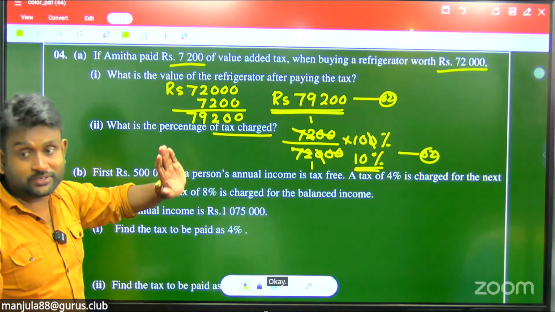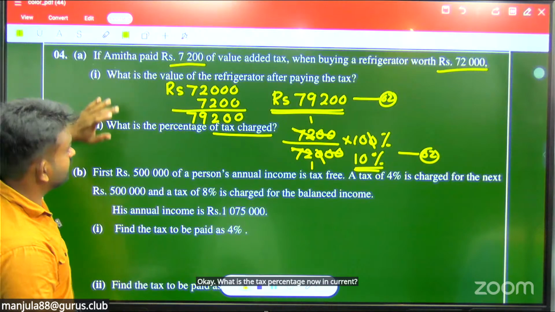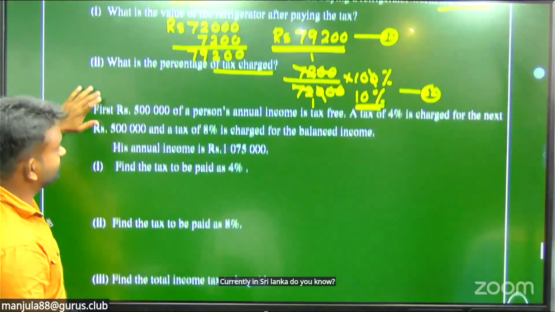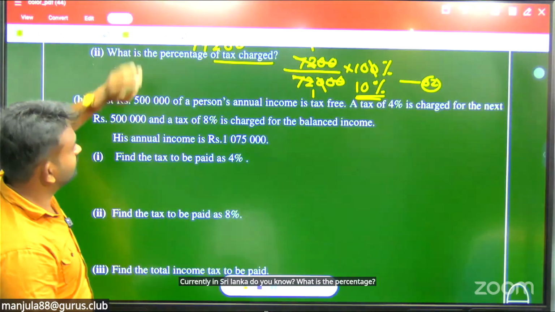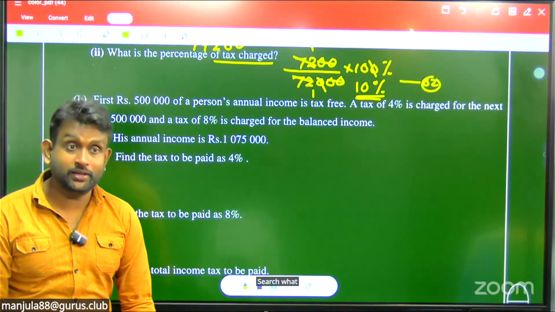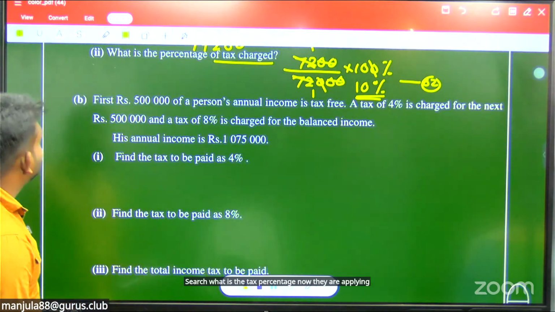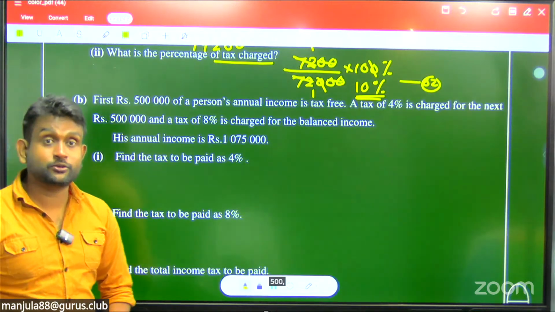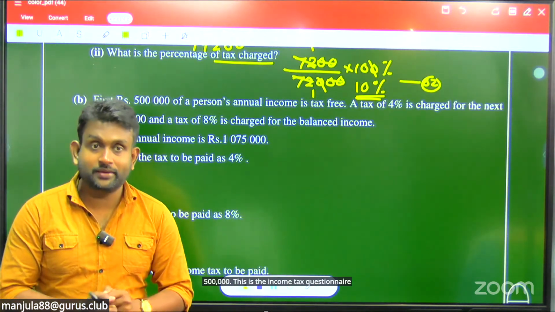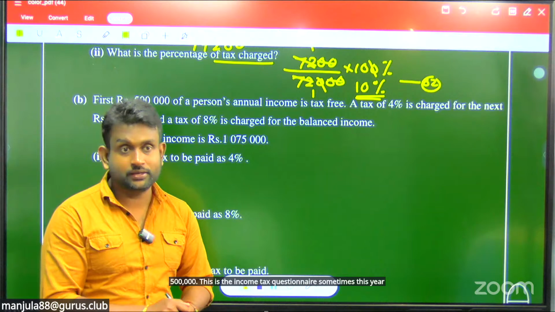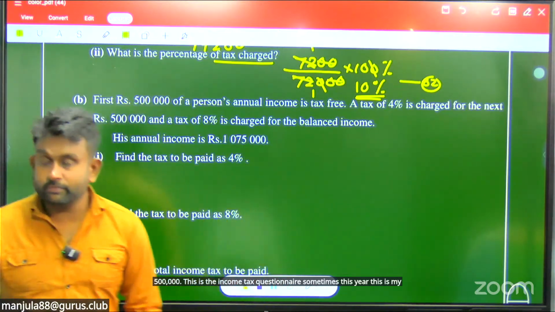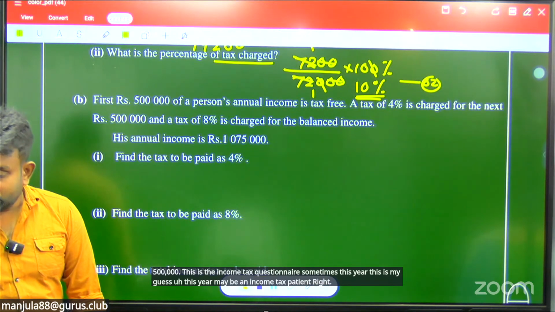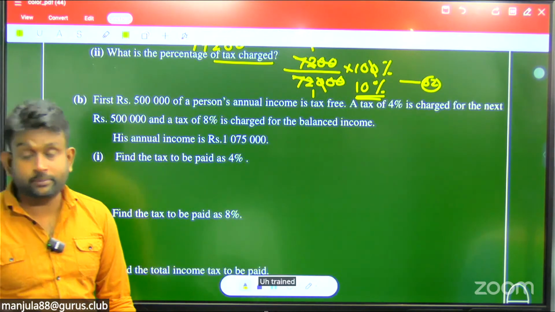What is the tax percentage currently in Sri Lanka? Do you know? Search what tax percentage they are applying now. Right, first 500,000. This is the income tax question now. Sometimes this year, this is my guess, there may be an income tax question. So everyone, train for that, income tax.